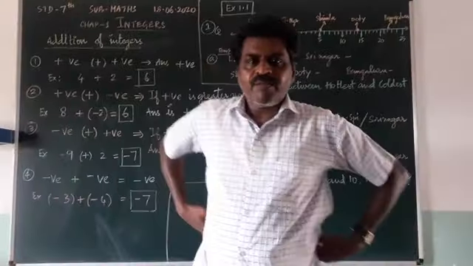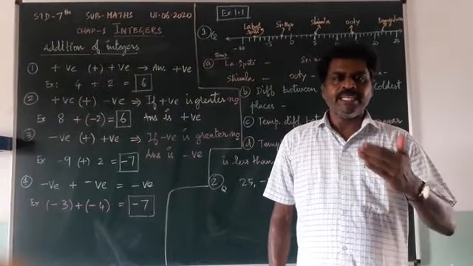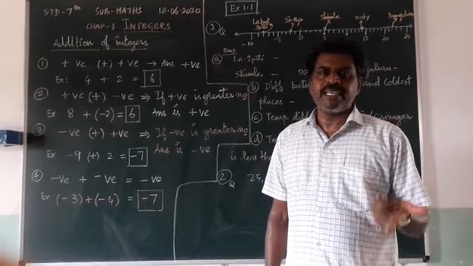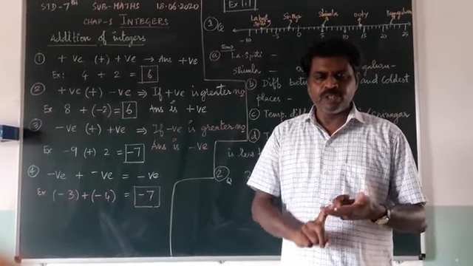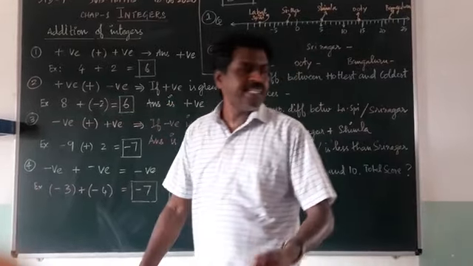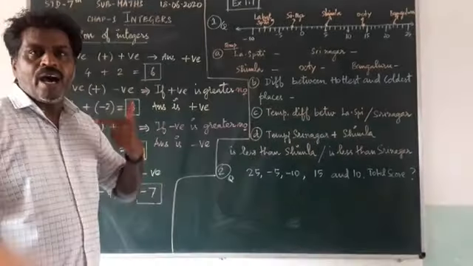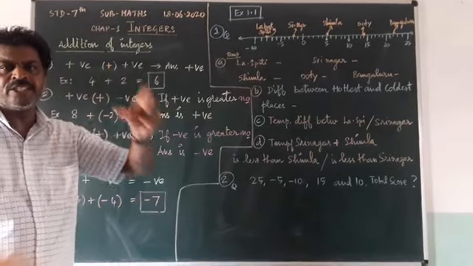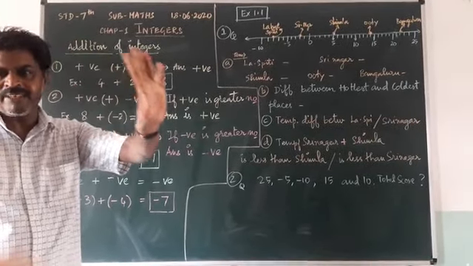In the previous class, we have seen the number line, what an integer is, and how to represent an integer on the number line. If it is a positive number, you have to move on the number line to the right side. If you are subtracting a number, you have to move to the left side. And 0 is the neutral identity. These are the data we have studied.